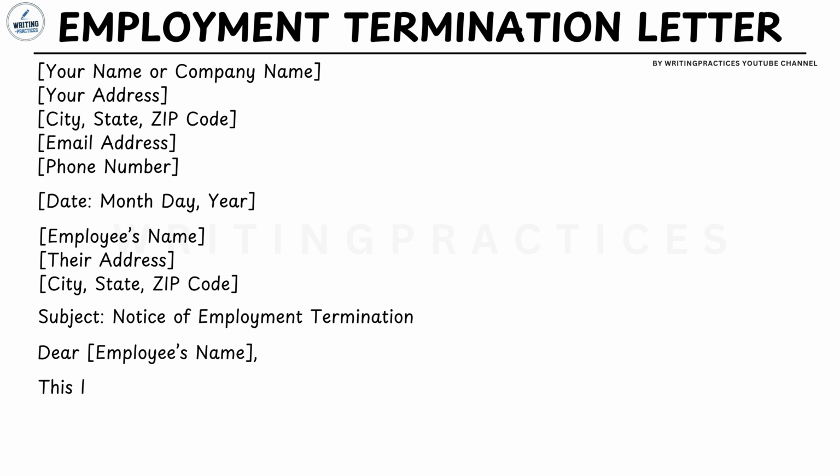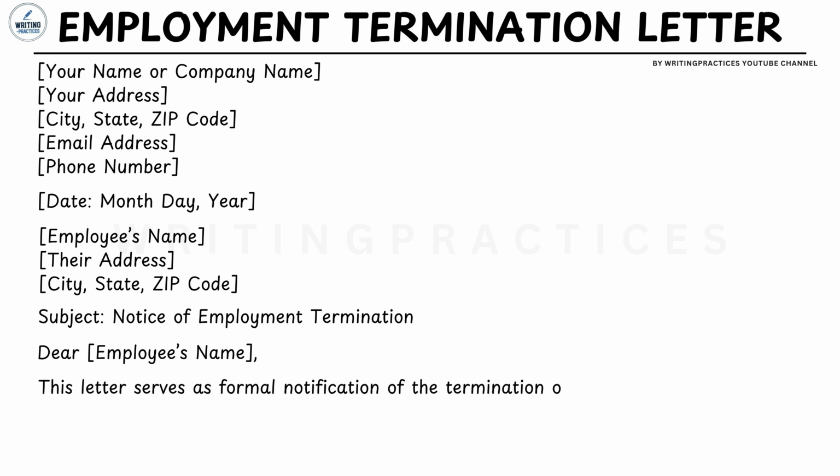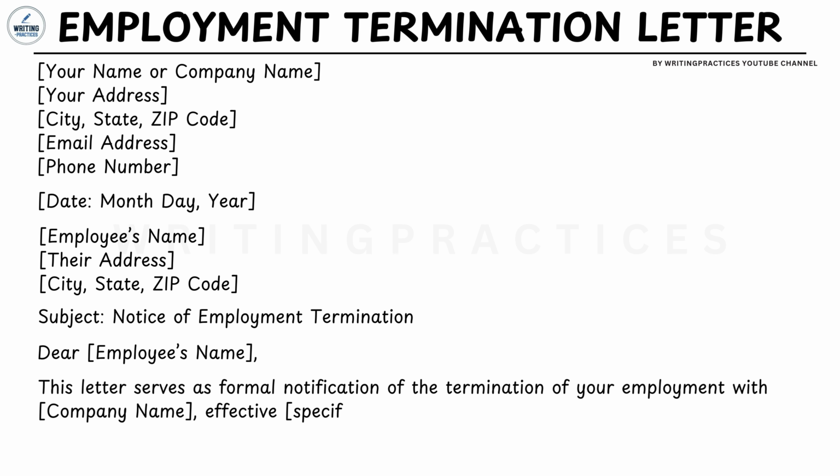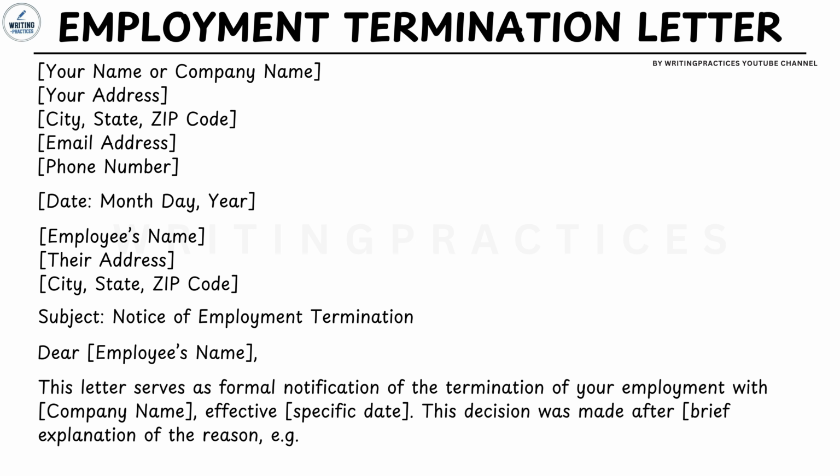Opening paragraph. Notification of termination. Here's where you communicate the main message. For example, this letter serves as formal notification of the termination of your employment with company name, effective specific date. This decision was made after brief explanation of the reason, such as a review of your performance, changes in company structure, or violation of company policies.